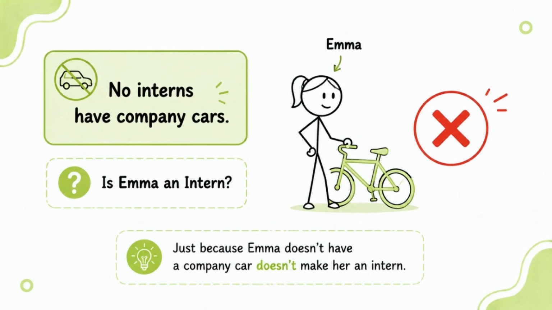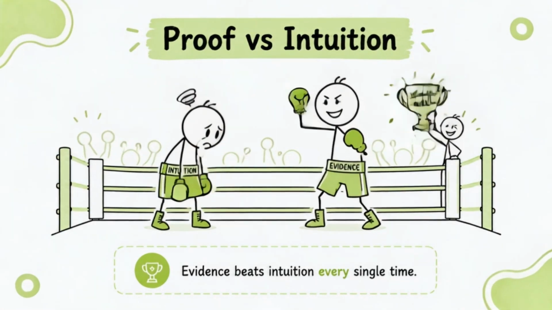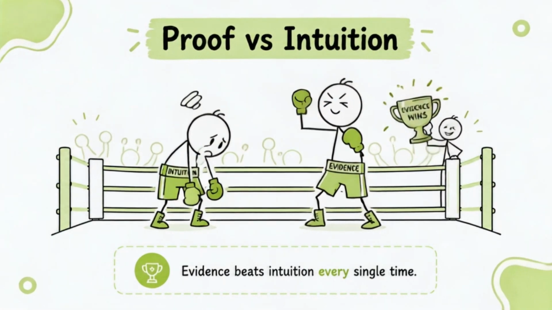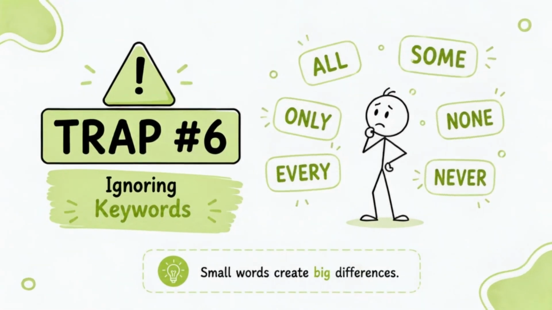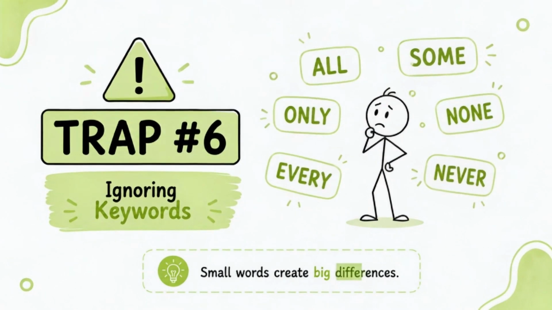When answering questions, don't ask, what sounds logical? Ask, what can I prove? Proof beats intuition every time. Trap 6. Ignoring keywords. Tiny words carry huge meaning. Words like all, some, only, none, every, always, never, at least, at most, exactly. These words completely change the answer.